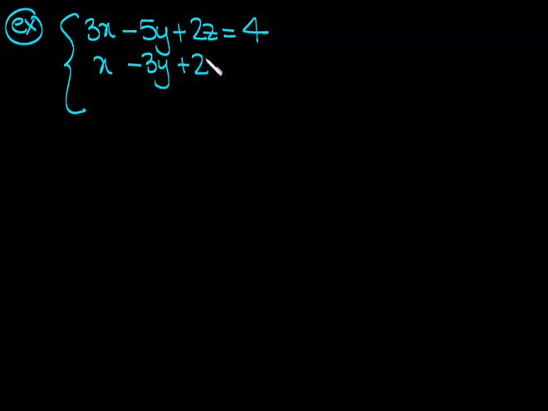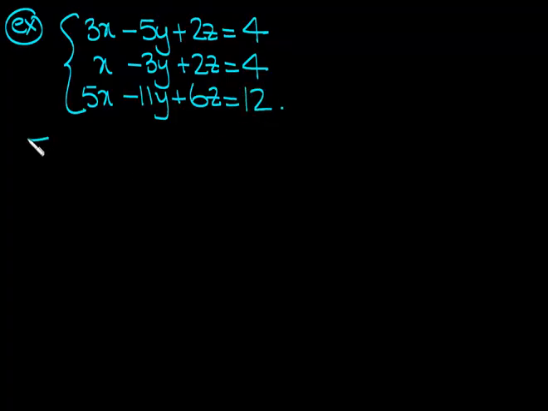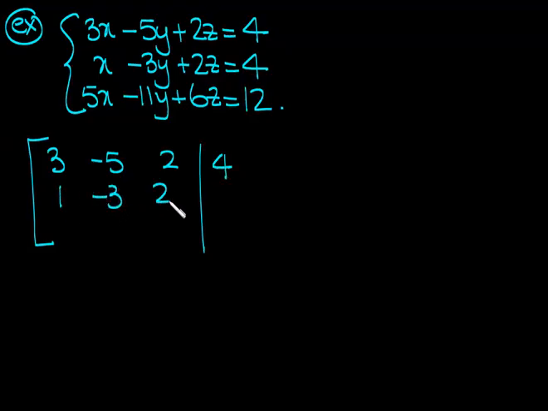So we have 3x minus 5y plus 2z is equal to 4. We have x minus 3y plus 2z is equal to 4. We have 5x minus 11y plus 6z is equal to 12. Okay. Now, I'm going to put that into a matrix. I have 3, negative 5, 2, 4; 1, negative 3, 2, 4; 5, negative 11, 6, 12.